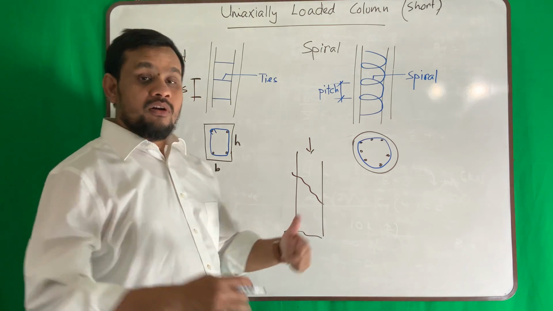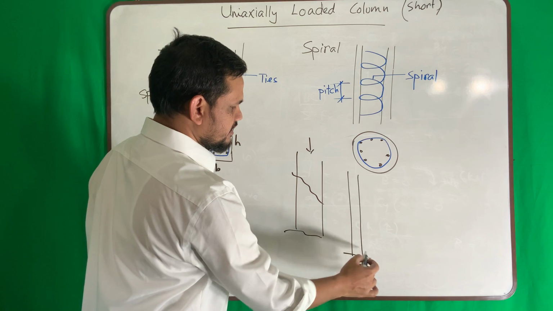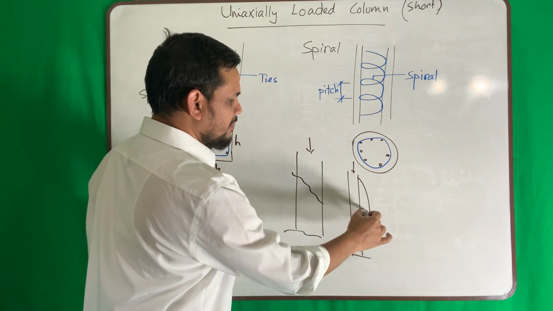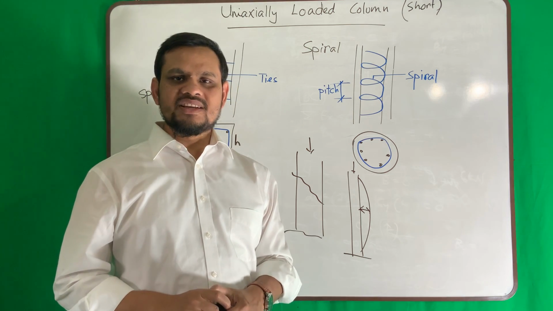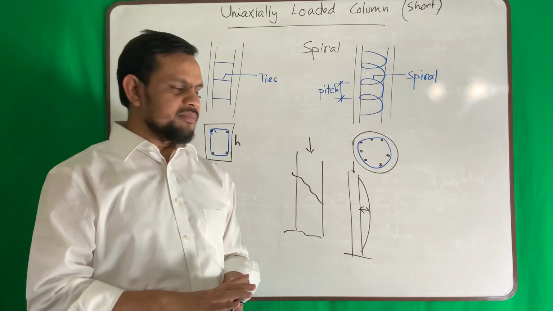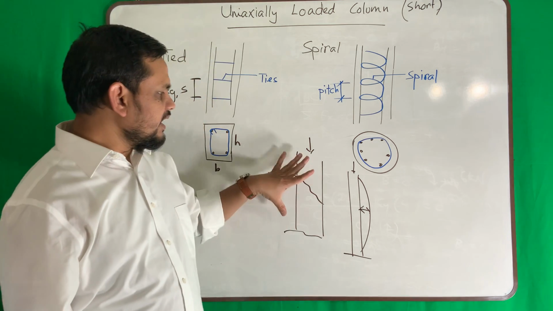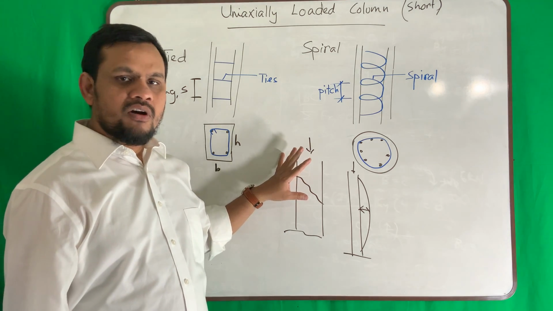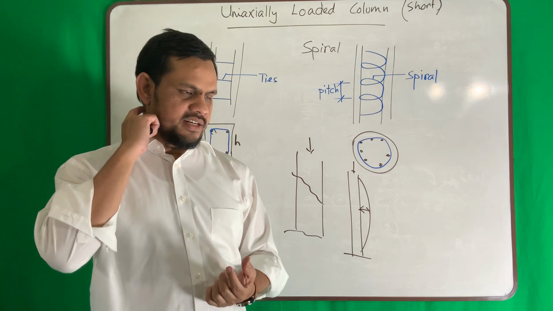Now, for long column, what happens? A long column is typically slender. If I apply some load, it may buckle. There's some buckling, and that is for long column. I'm not going into details about that definition. You saw it in your strength of materials class. Simply, if the length is long compared to the lateral dimension, then it is a slender column.